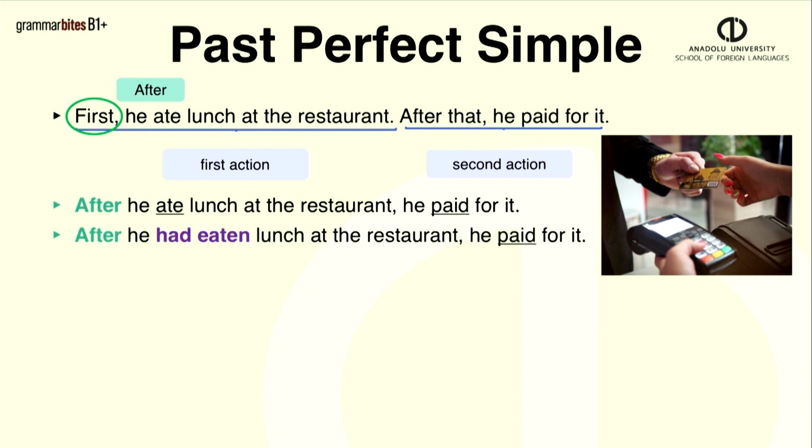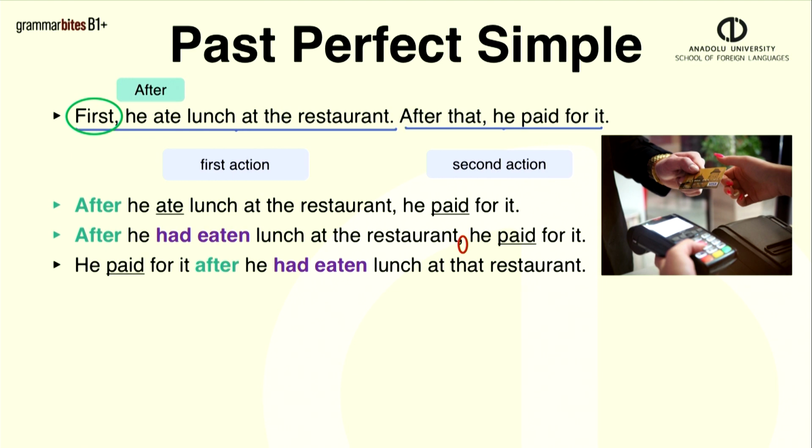We can also use past perfect simple tense for the first action. For example, we can say, after he had eaten lunch at the restaurant, he paid for it. We can also begin with the subject. He paid for it after he had eaten lunch at that restaurant.